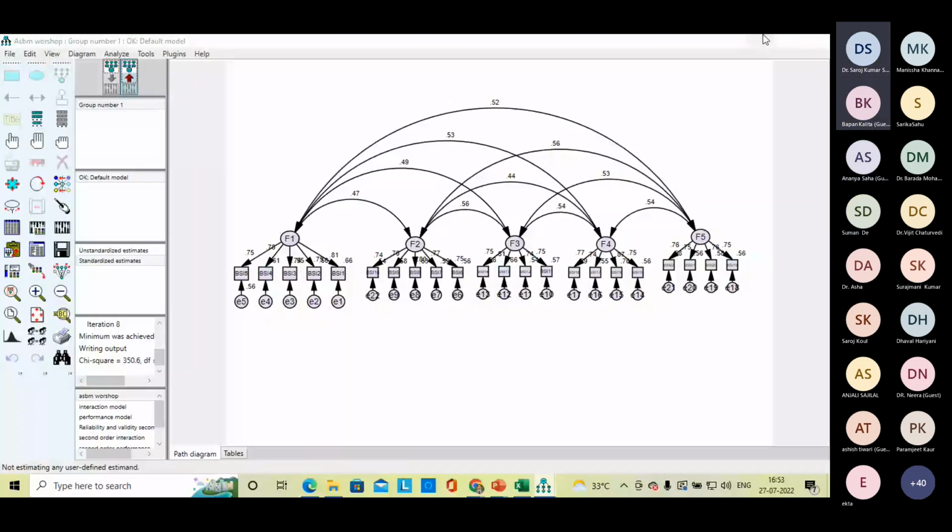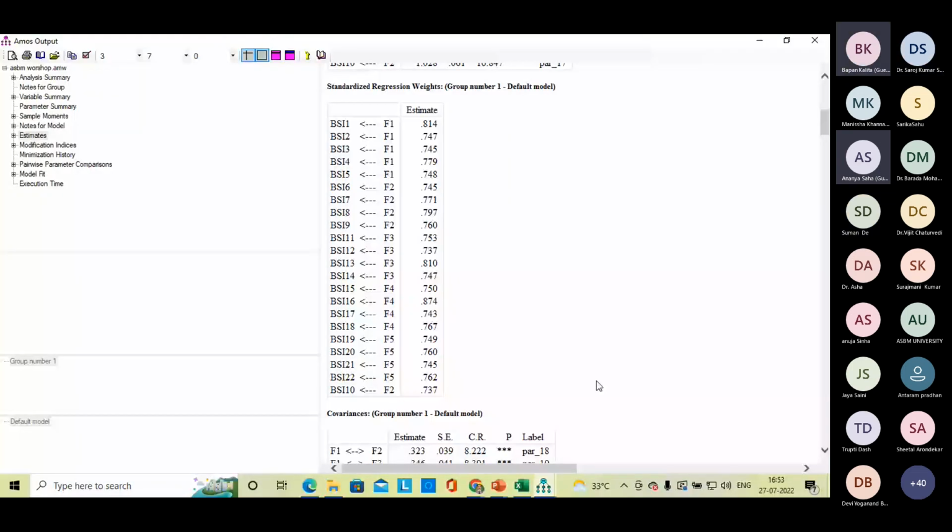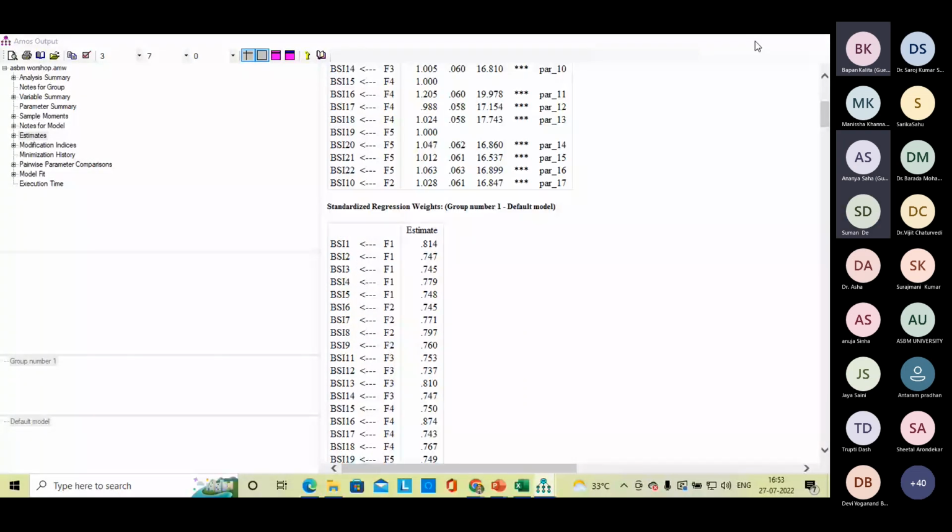Anybody is asking anything? Okay, sir. The values may be different, sir. Sir, I have got F1 estimate is 1. Then BSI 2 estimate is 0.915. Can it be, sir? Or there are some differences in the data, sir?